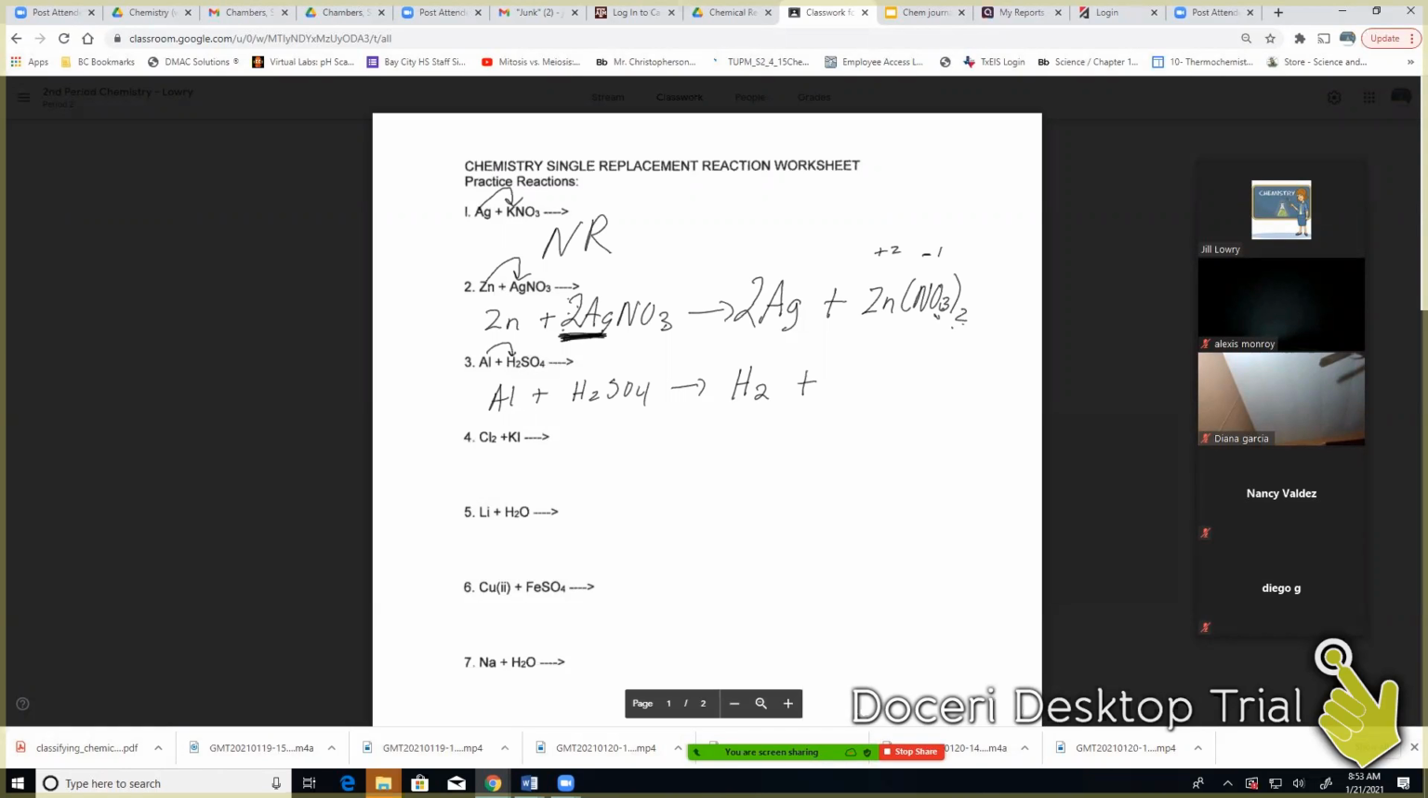And when I write this formula, aluminum's a +3 and sulfate's a -2. So my formula would be Al2(SO4)3. But once again, if that's what you struggle with, writing the formulas, look in your formula bank and find it there.